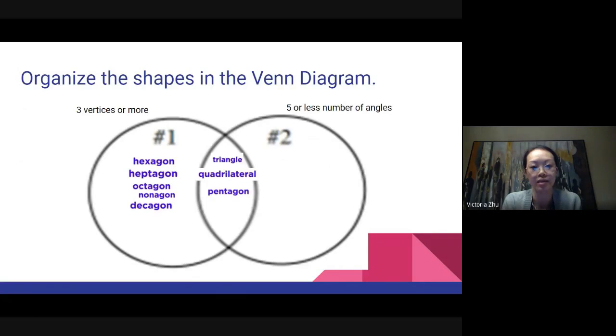Now's the time to check and see if you have put them in the right place. Triangles, quadrilaterals, and pentagons have 3 vertices or more, and they have 5 or less number of angles. However, hexagon, heptagon, octagon, nonagon, and decagon, they have 3 or more vertices, but they definitely have more than 5 angles, so they stay on the left side. As we learn more characteristics about shapes, our Venn diagram exercises will become a little bit more complicated. So hang in there.